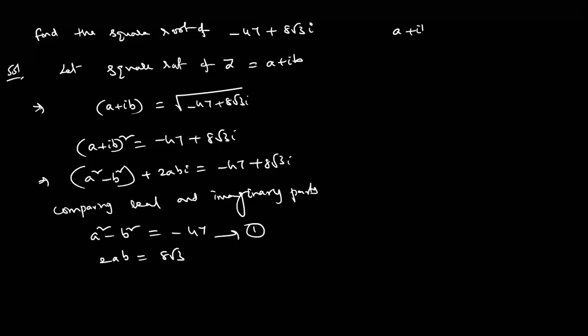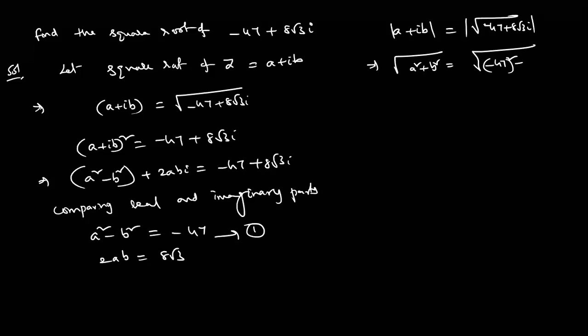a plus ib. Apply modulus on both sides. So this is root over a square plus b square, which is root over minus 47 whole square plus 8 root 3 whole square. Something is coming. Tell me anyone. a square plus b square is 49 coming.